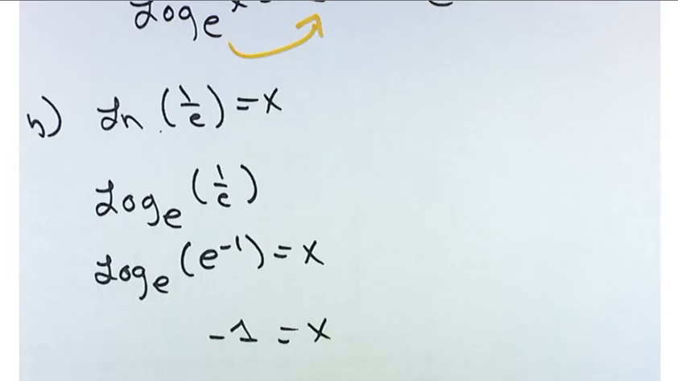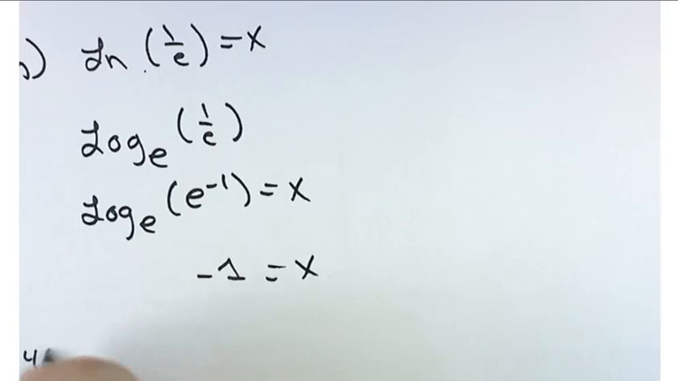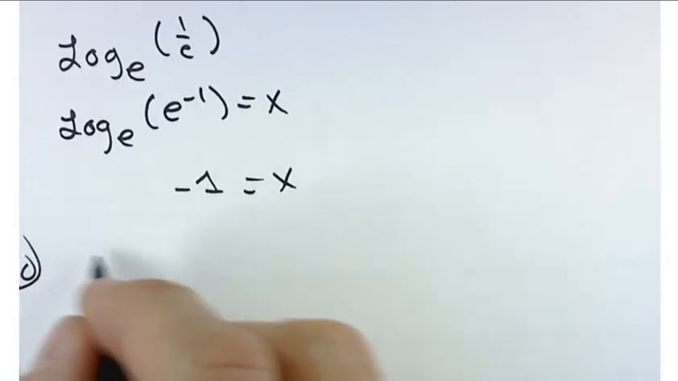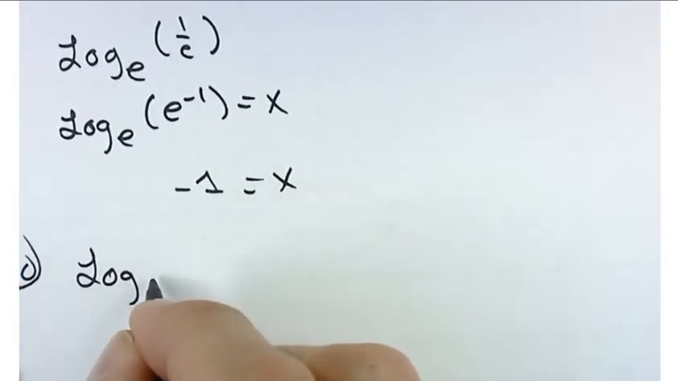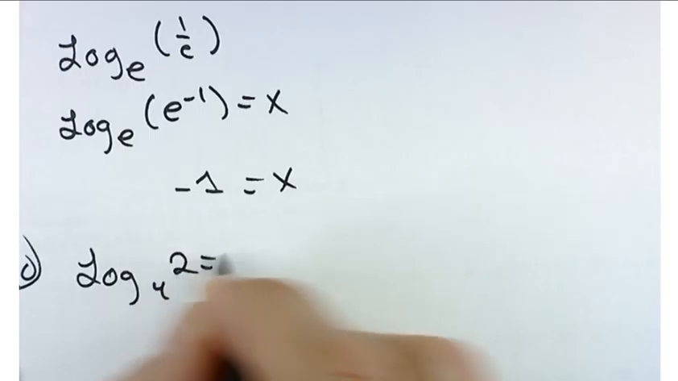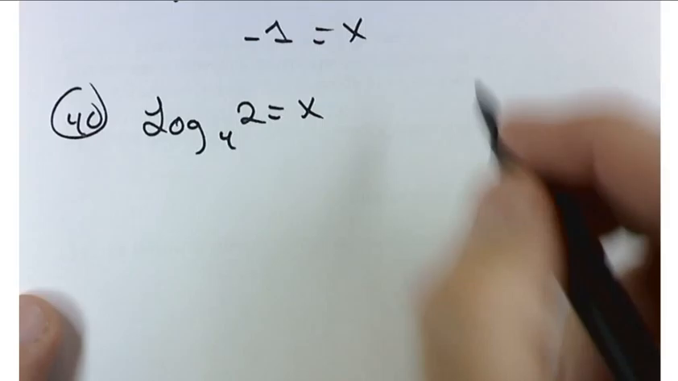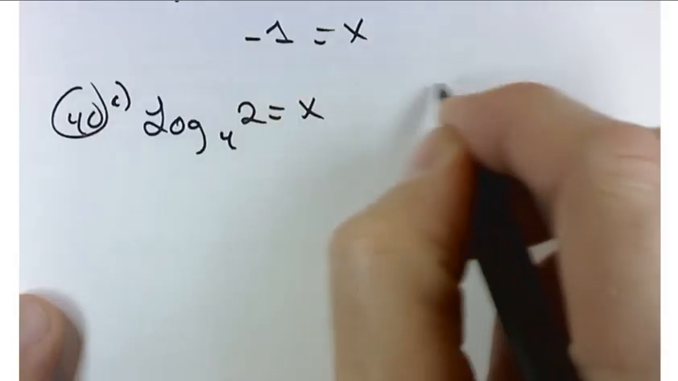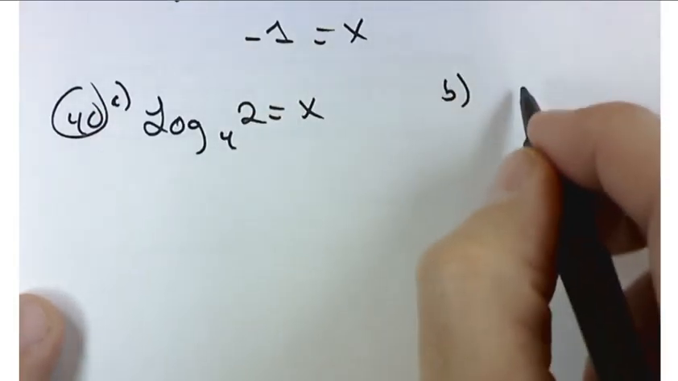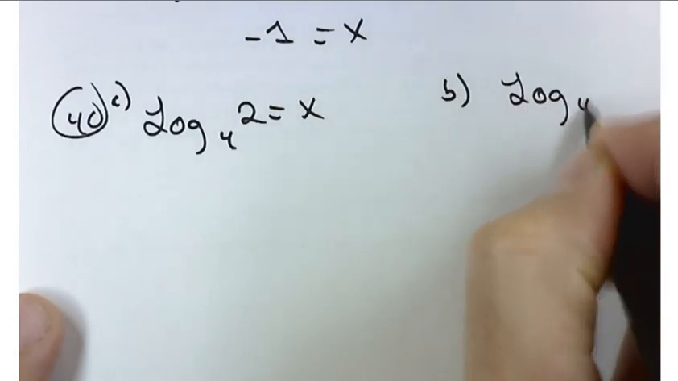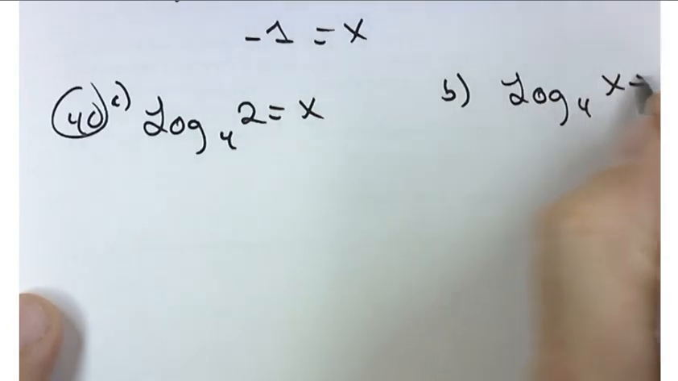Let's do some more here. Problem number 40. Log base 4 of 2 equals x. That's part A. Part B kind of flips things around a little bit. Log base 4 of x equals 2.